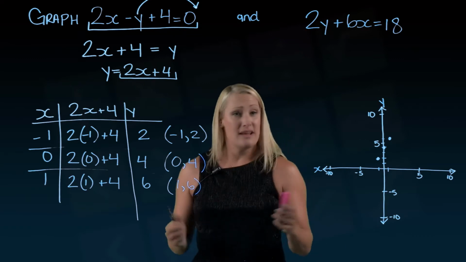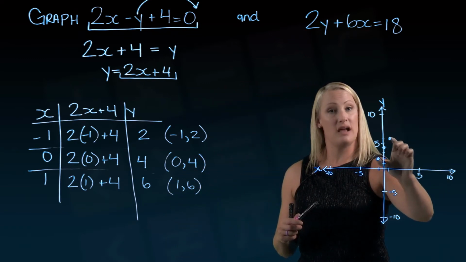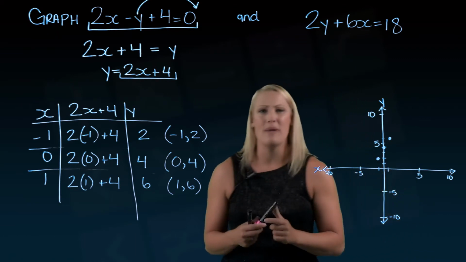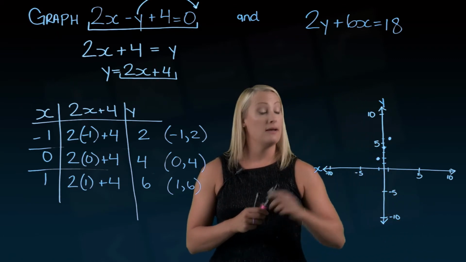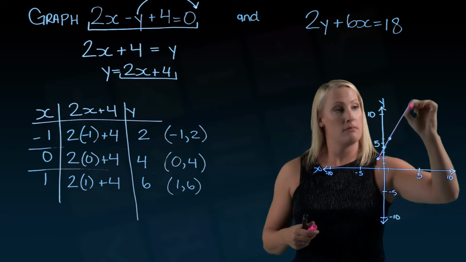And again, the reason I did 3 is so I can see those 3 line up. If I had 2 points that lined up and 1 point way over here, I know my math's wrong and I can go back and check that. I've got my 3 points. I'm going to join them.